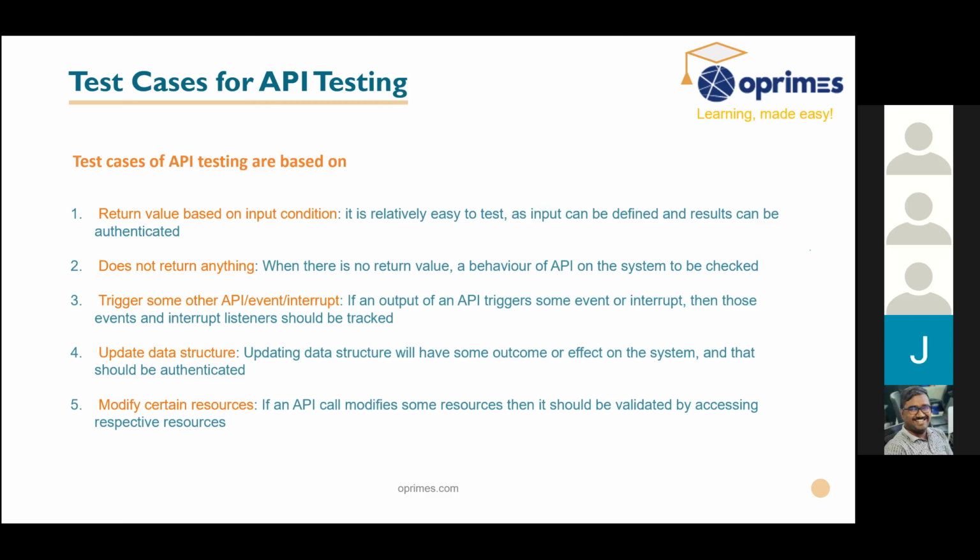Even though you are getting the outcome, it may be less efficient, or you are missing some values, or you are expecting data in a string format but you are getting it in a Boolean format. So those kinds of updates in the data structure and the effect on the system have to be validated.